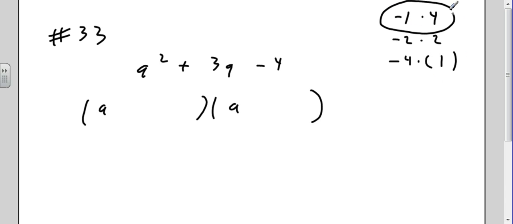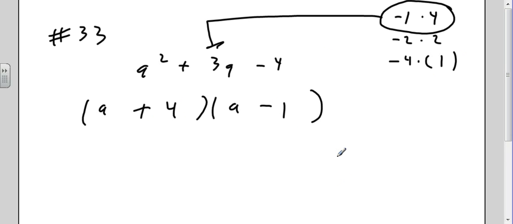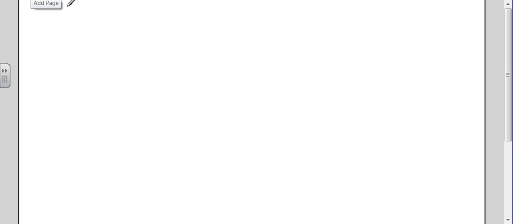But if I look at the sum of those two, I see the sum of those two is my 3, so that's what I'm going to want. Plus 4 minus 1. And again, I could have just as easily put that in my calculator and figured out what the a's were and done it the other way.